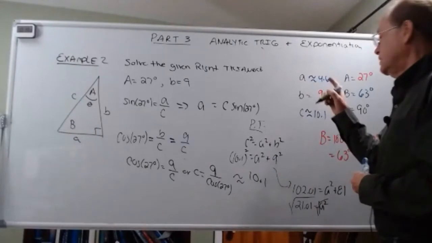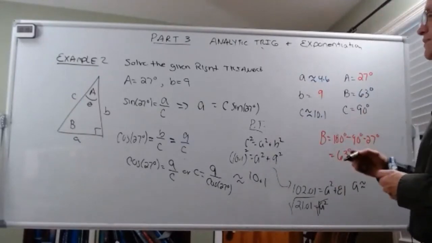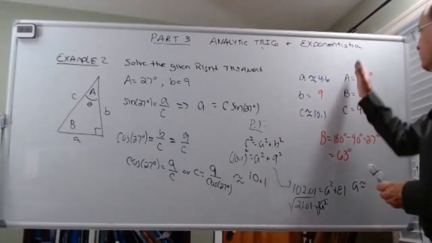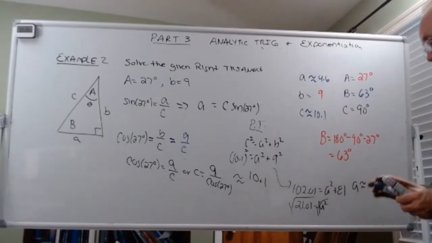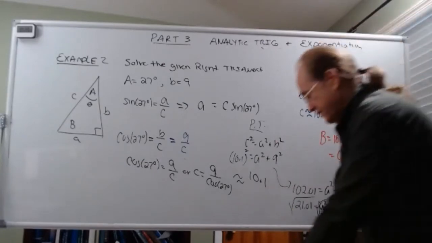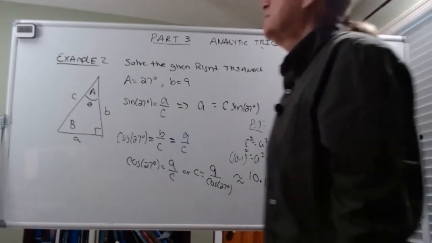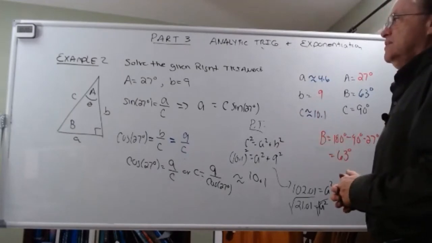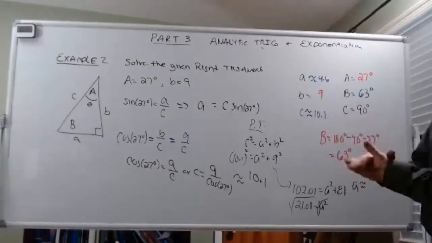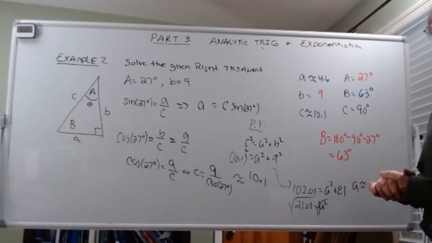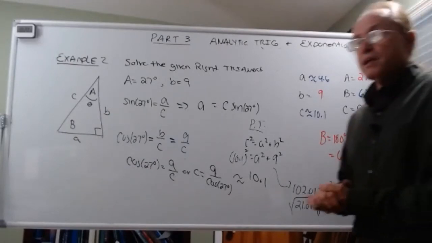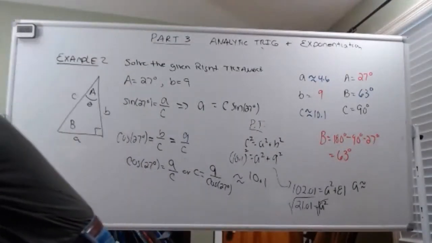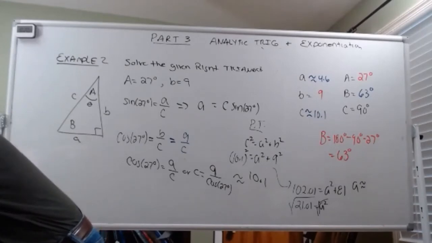Same thing will come out, and I'll round it to the nearest tenths place. I get 4.6. So either way, I solved the triangle. I found the measures of all the angles and the lengths of all the sides that are associated with that. Does everyone see that? So that's how you solve the triangle, using the facts that the interior angles sum to 180 degrees and the Pythagorean theorem applies.